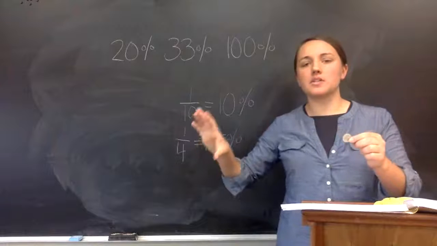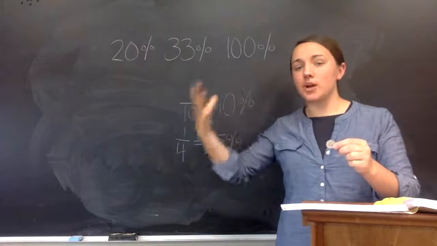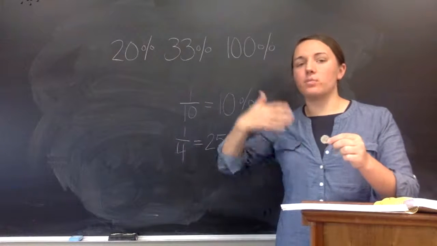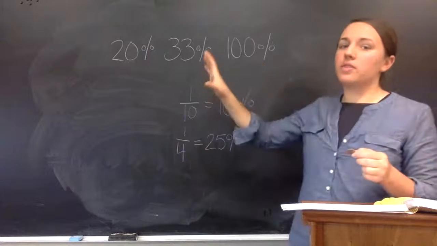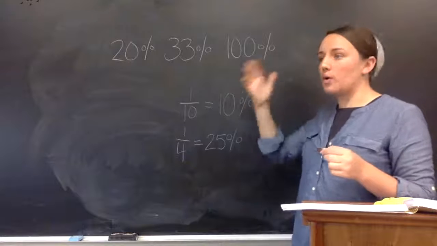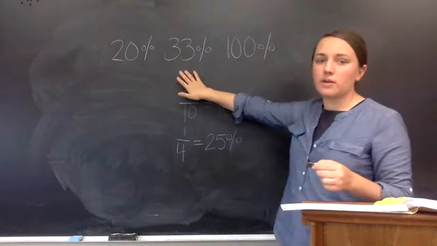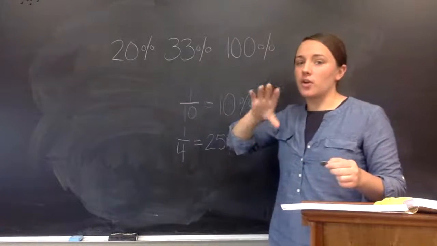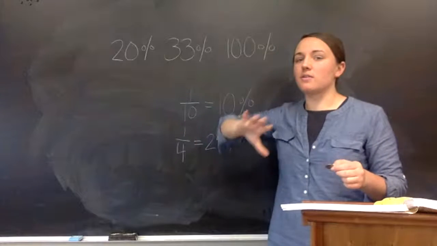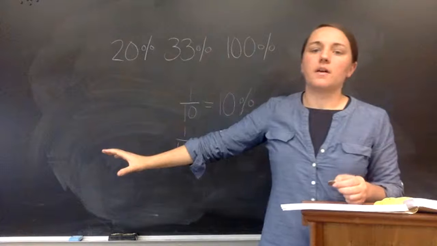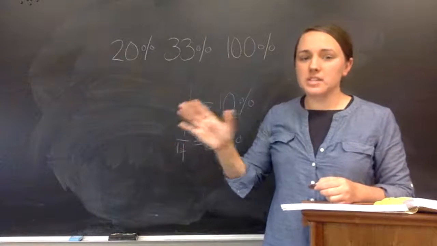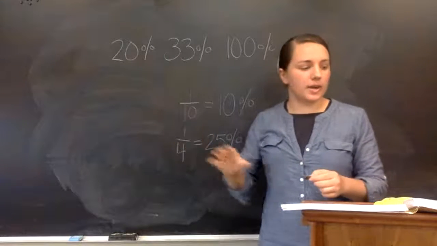So whenever we say percent, we're saying how many parts we're talking about out of 100. So if we say 100%, it means the whole thing because we're talking about all 100 parts. If we say 33%, it just means 33 of the parts, 33 out of 100. Or if we say 20%, we're saying out of 100. So 20 of the parts out of 100.